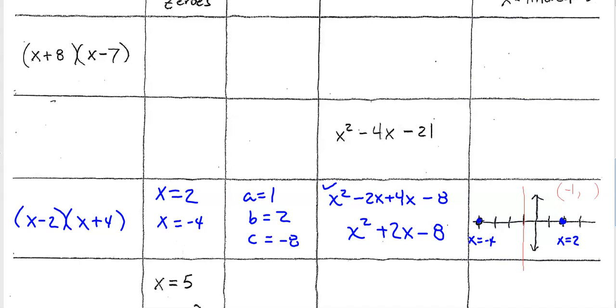Well, I'd have to plug -1 in over here. And I'd have to multiply it out. I also, if I wanted to, could put -1 in right here and multiply it out. Maybe I'll do that just to show you. So a -1 times itself is 1. 1 plus 2 times -1, well that's -2, -8. So that one is also at -9. So way down here at -9.